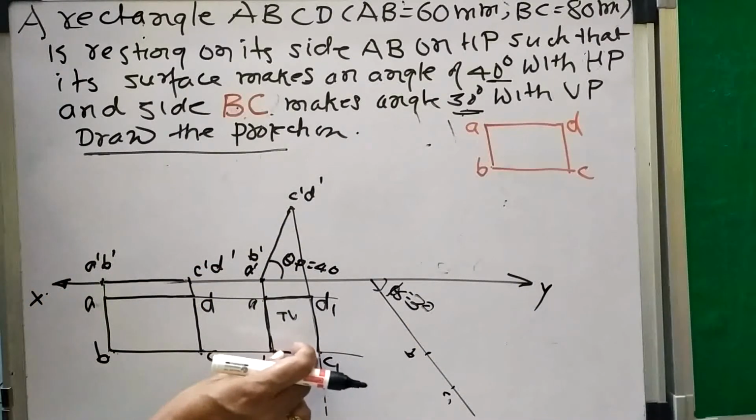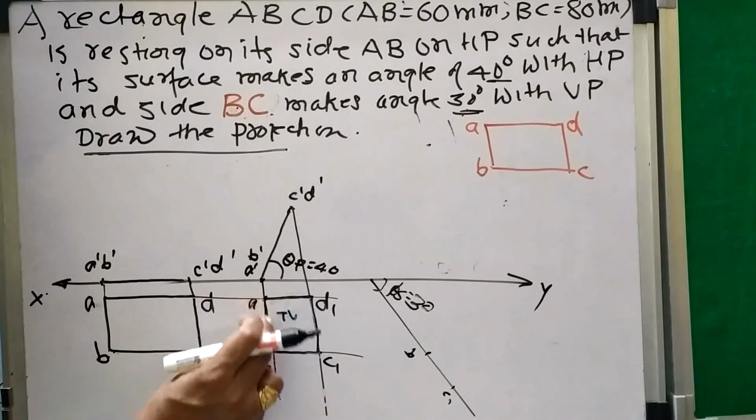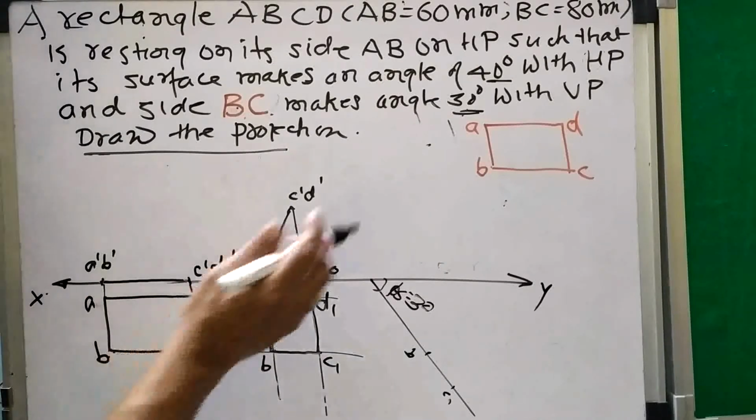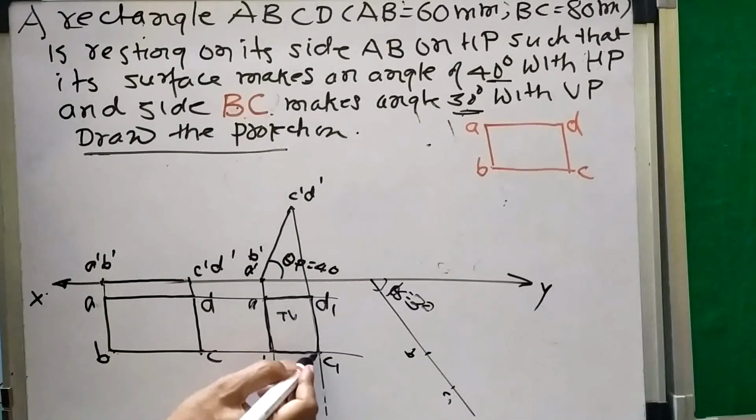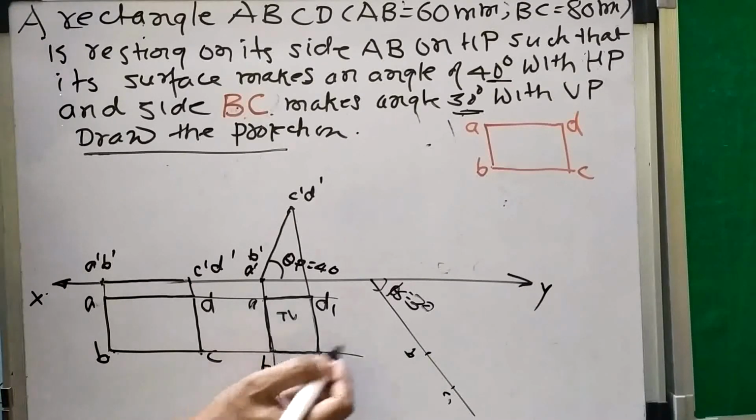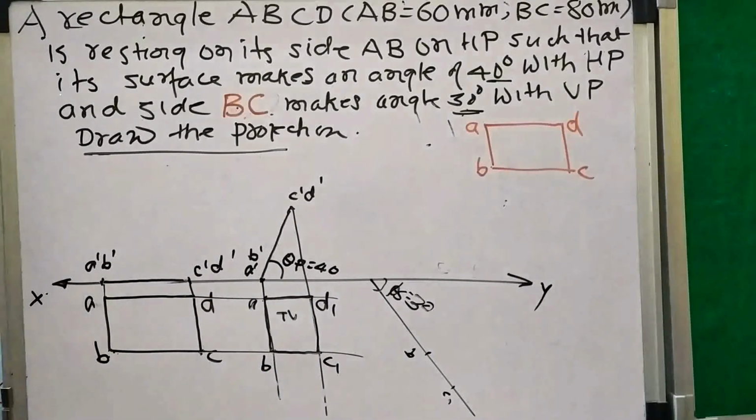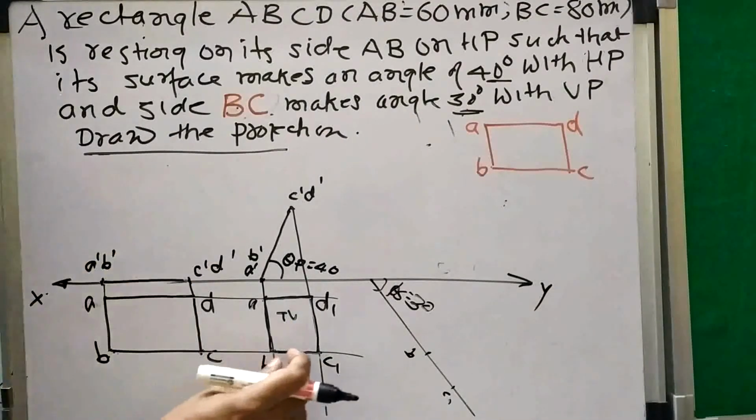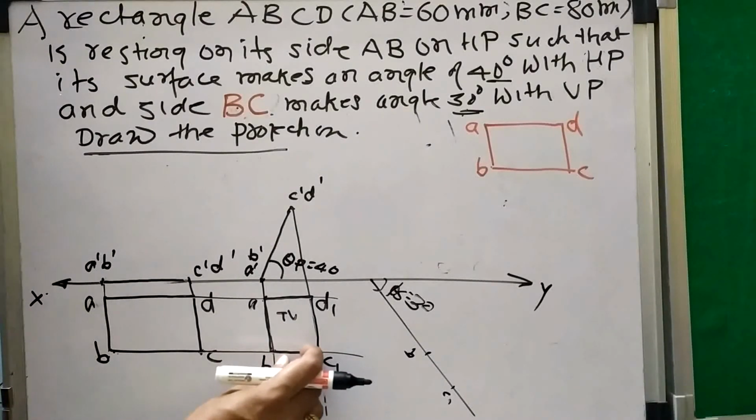But here, this is not a true side, this is an apparent side. So for this apparent side, I can't use the inclination of BC. So what I have to do, I have to find out a separate inclination, that is the inclination of this B1 C1 separately. So that is called the beta angle. So I will find out the beta angle for B1 C1 because this is the plan length. So the plan length angle is the beta angle.